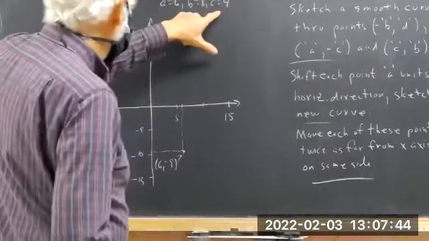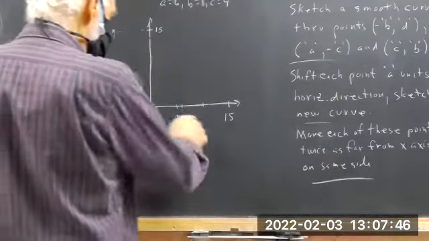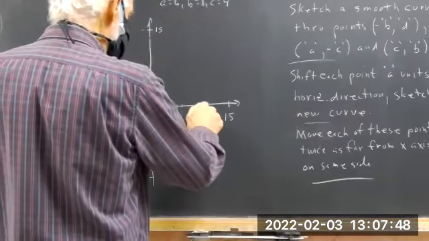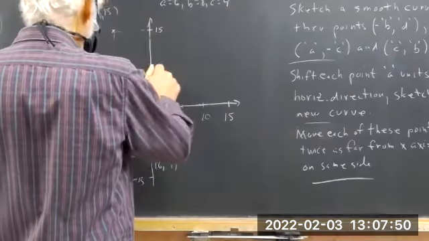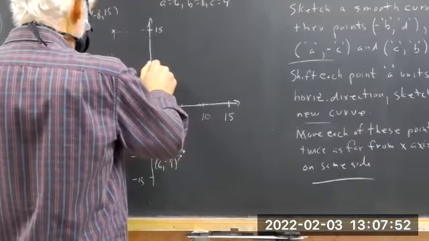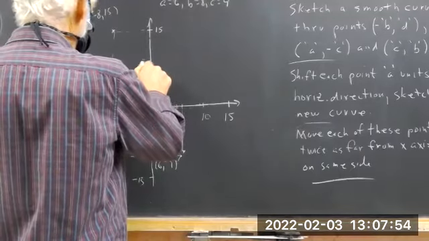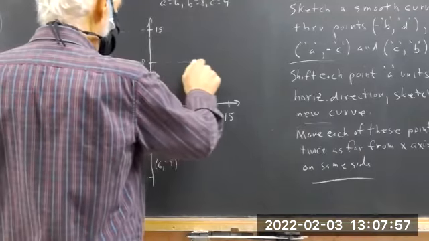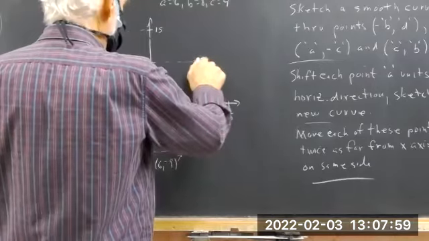Then CB would be 9, 8. So let's see, here's 10. So 9 would be about here. Here's 15. Half of that would be here. 8 would be about here. And there's my point.